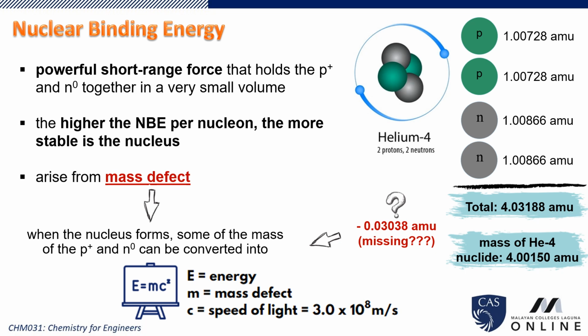Now, we also have a concept called nuclear binding energy. In this case, nuclear binding energy is the energy that holds the protons and the neutrons together in the nucleus. It originates from what we call the mass defect. When nucleons combine, some of the mass is lost and it is converted into energy.